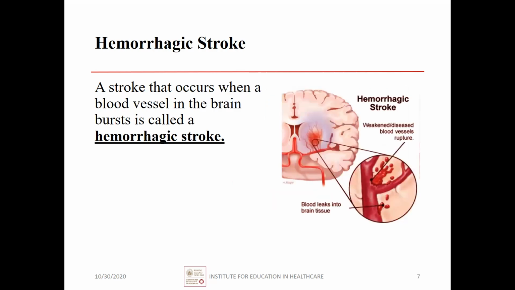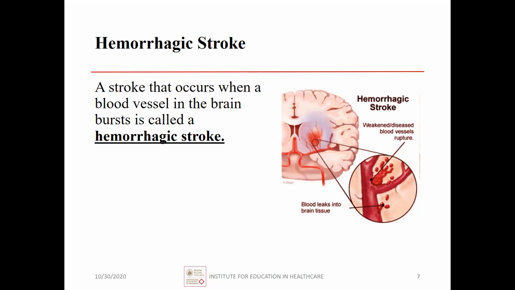The second and less common type of stroke is a hemorrhagic stroke, when a blood vessel in the brain bursts and the blood leaks into brain tissue, which is not where it normally is. Sometimes people refer to this as a brain bleed or a brain hemorrhage.